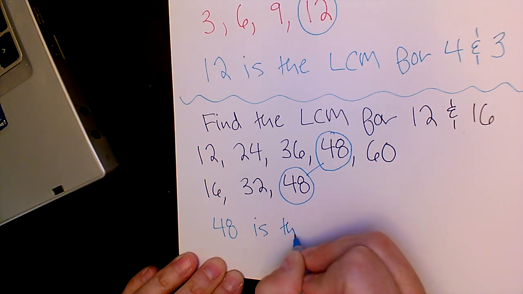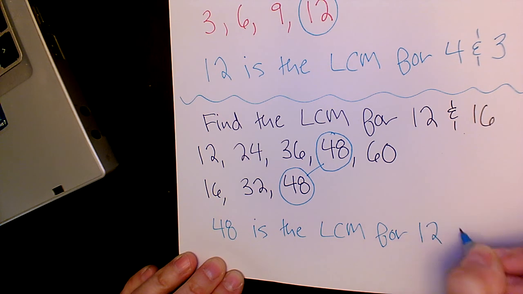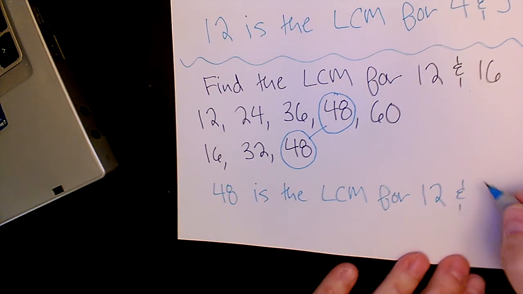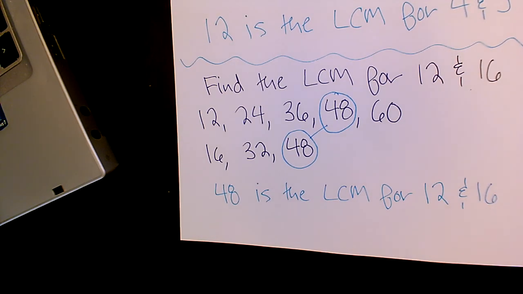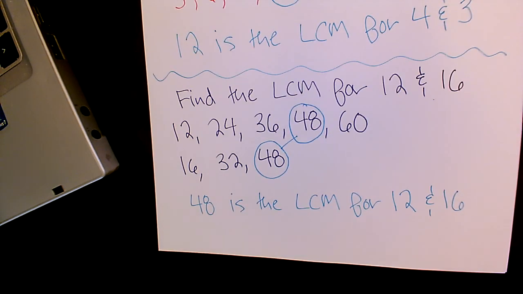48 is the LCM. That's the answer. So try the homework on the prime factorizations using the factor trees and try to find the LCM for two numbers. And let me know if you have any questions, because I can always do more examples. So that's the end of Chapter 2.